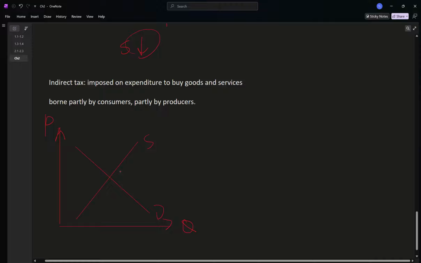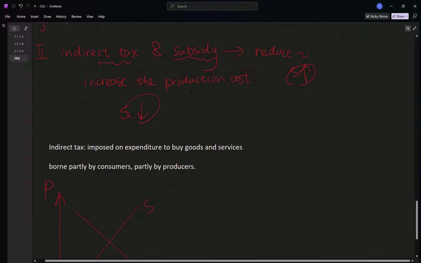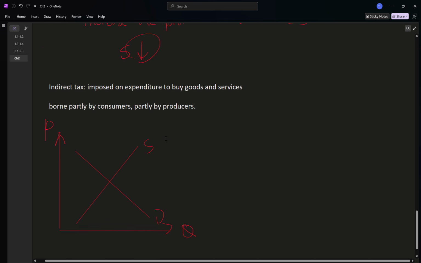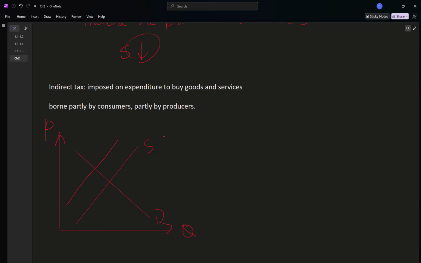Also write the supply and demand curve. As we mentioned, indirect tax increases production cost, so the supply decreases. When supply decreases, we learn that it shifts to the left, from S1 to S2.